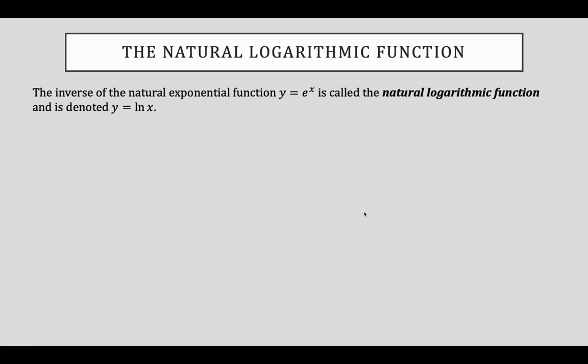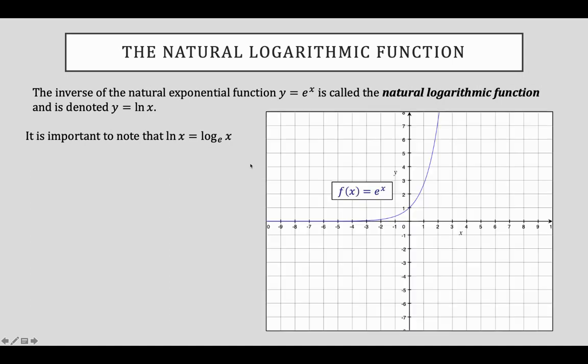What about the natural logarithmic function? You might recall our natural exponential function was y equals e to the x. The inverse of y equals e raised to the x power is the natural logarithmic function and is denoted by y equals ln of x. All right, it is important to note that ln of x is the exact same thing as log base e of x. Okay, these mean the exact same thing, ln of x and log base e of x.